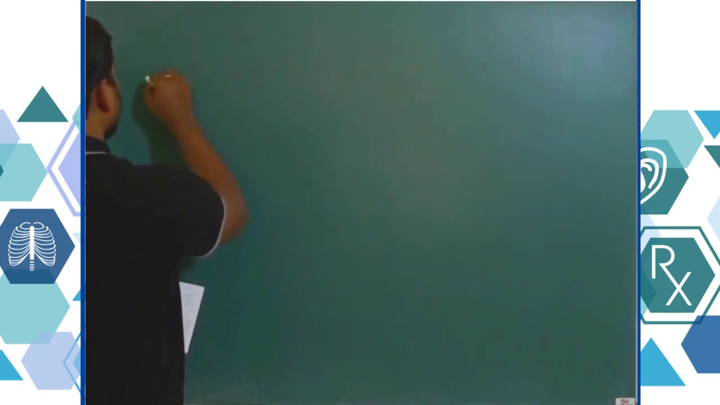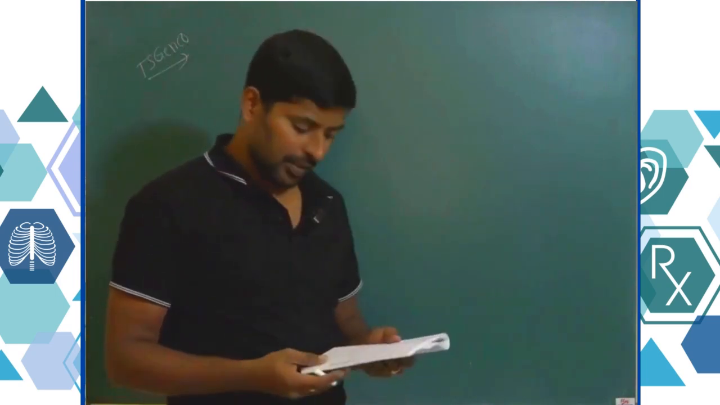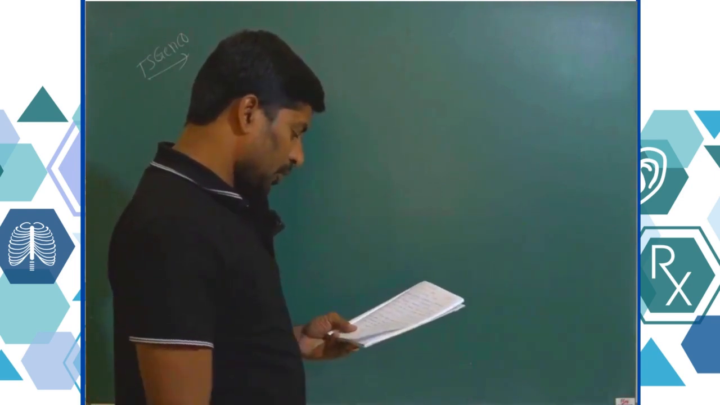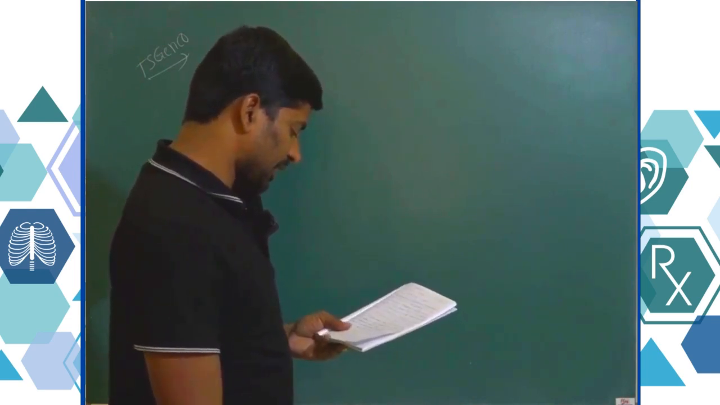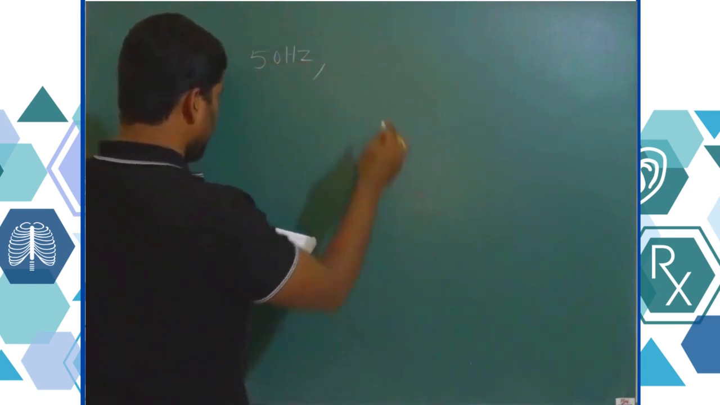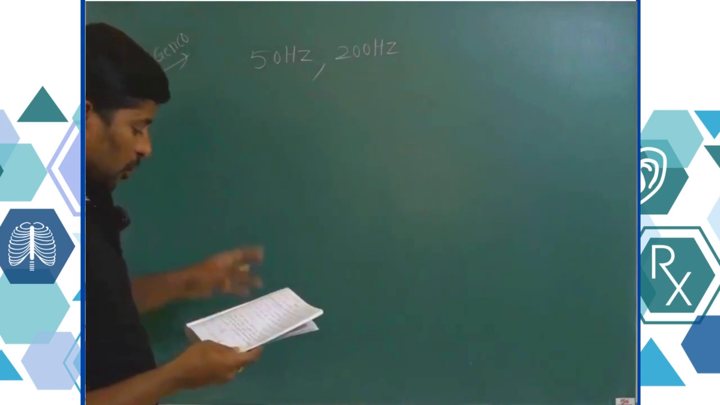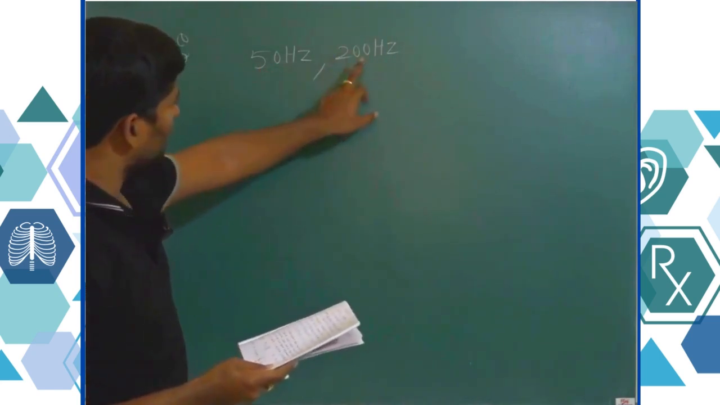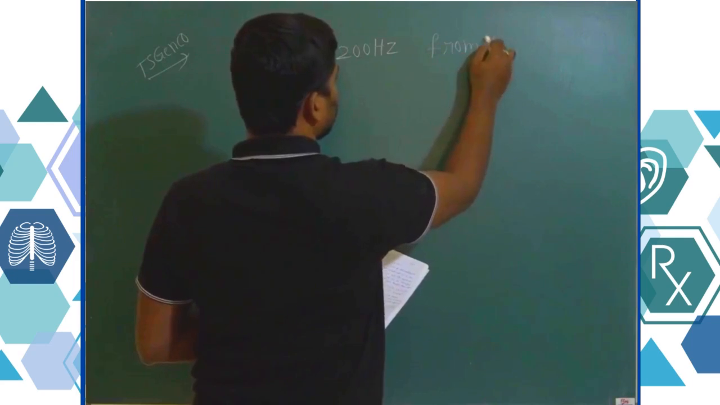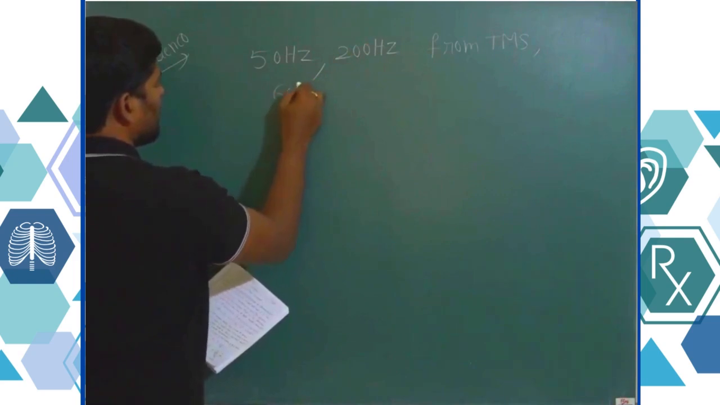Next, this is another question given in last time's exam from NMR spectroscopy. In a given organic compound, 2 kinds of protons are present. They exhibit signals at 50 hertz and 200 hertz from TMS, the tetramethylsilane reference compound, using a 60 megahertz NMR instrument.